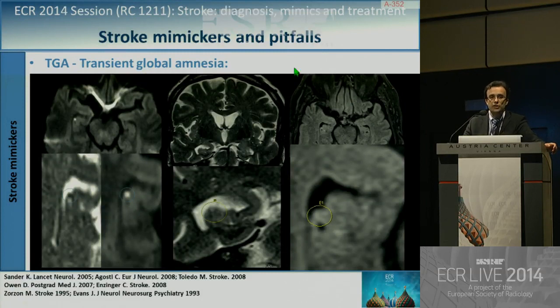So what can you see on MR in these patients? Well, the exam can be completely normal. You can have transient abnormalities or permanent abnormalities. And what are these abnormalities? They can be diffusion restriction at the hippocampus or diffusion restriction plus T2 signal modification.